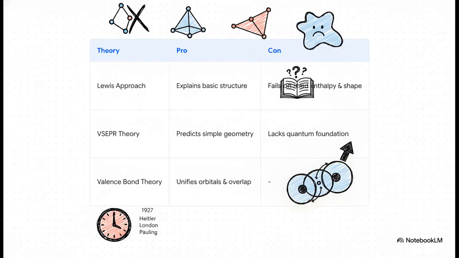And that's really the thing. Our older models just had their limits. I mean, the Lewis approach is great for a basic sketch, but it tells you nothing about energy or the real 3D shape. Then you have the VSEPR theory. It's pretty good at predicting geometry, sure, but it's more like a set of rules. It doesn't explain why molecules take those shapes. And that brings us to the hero of our story today, valence bond theory. When it came on the scene back in 1927, it promised to finally connect the dots between atomic orbitals and electron configurations to explain how a bond actually physically forms.